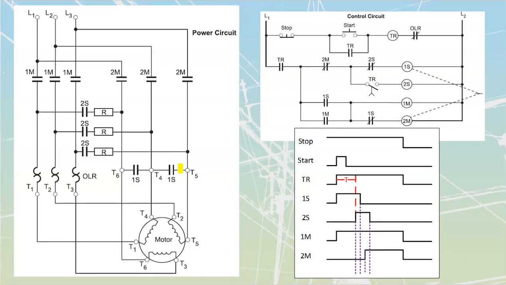So what we do need to make sure is that they can't operate at the same time. This is going to be done through the use of, once again, a mechanical interlock, which is represented by the dotted line, and an electrical interlock, which means that this one is going to have a normally closed contact up here.